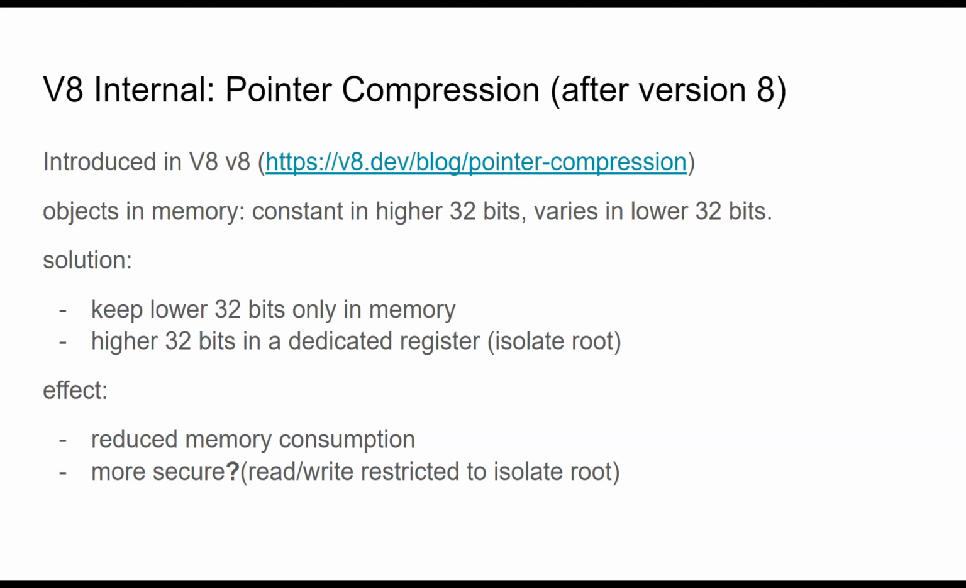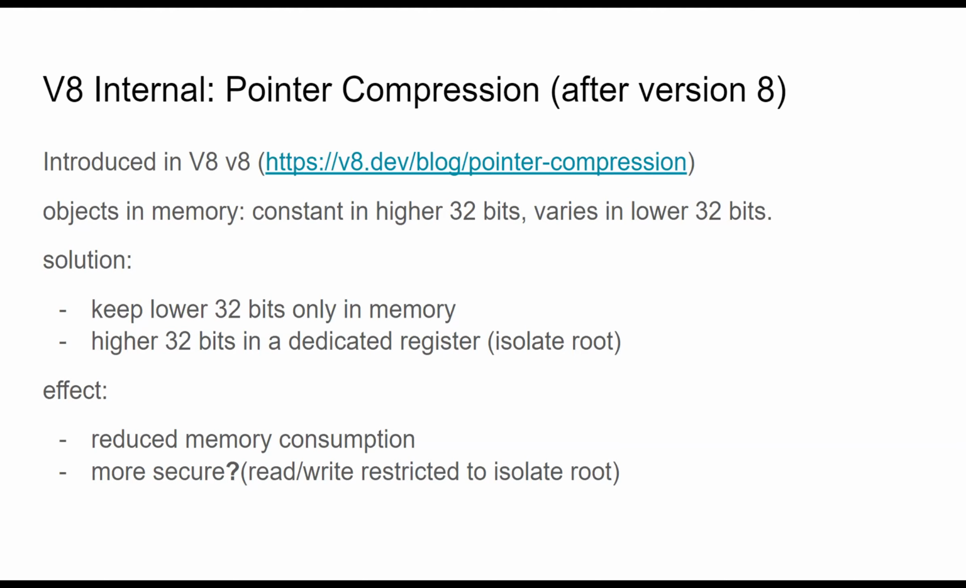Then this higher 32 bits, I'm going to call it isolate root. When V8 is going to dereference a specific pointer, it does the addition first using the 32 bits in memory and the higher 32 bits in the register, then does some processing to get the actual pointer, then it dereferences that. So this has some beneficial effects. For example, it reduced the memory consumption.